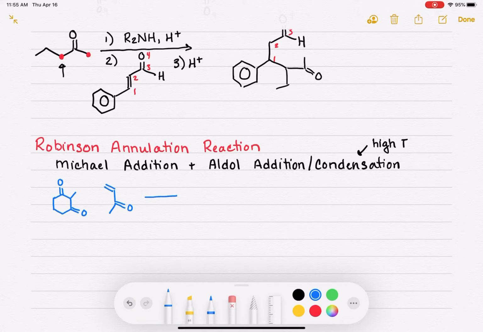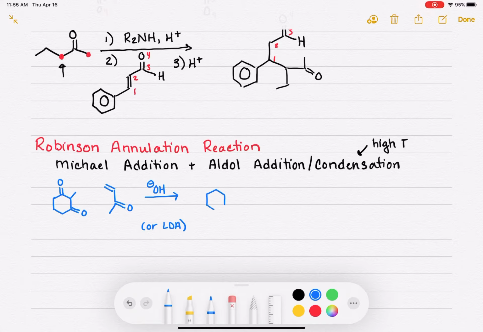For this reaction, we're going to use a strong base. You could see hydroxide, you could see LDA, you could see ethoxide, so really just about anything, as long as it's strong. And a strong base is going to serve several purposes. It's going to create the initial enolate that we need to do the Michael addition part of the reaction. So let's draw that out.